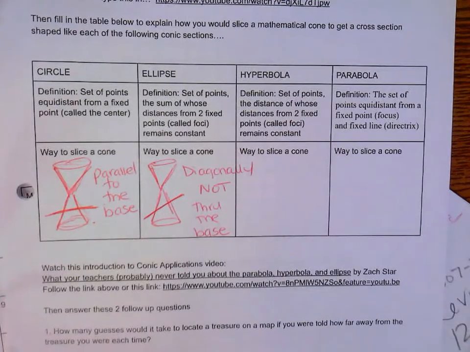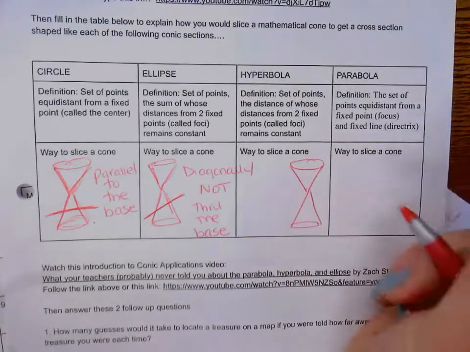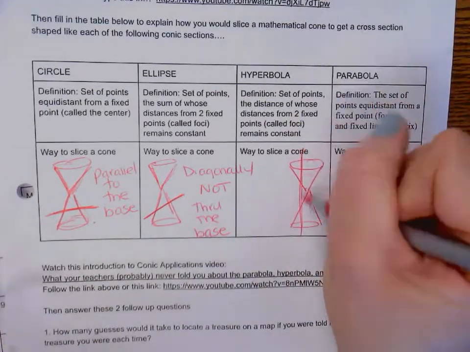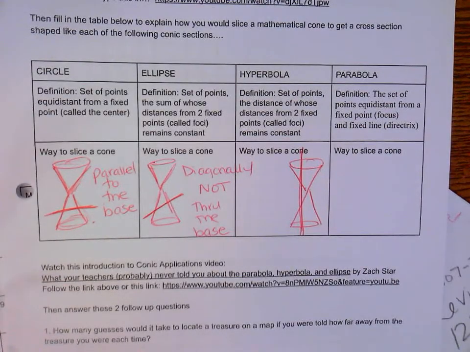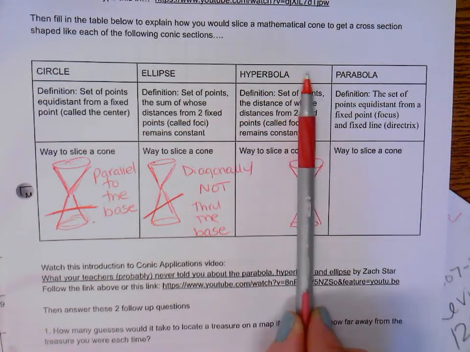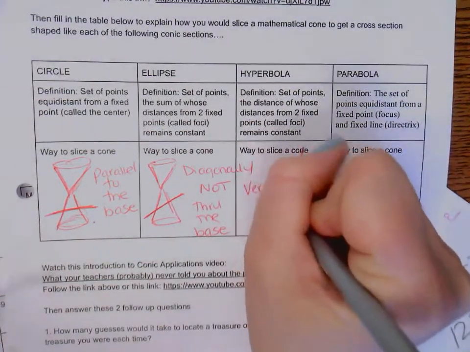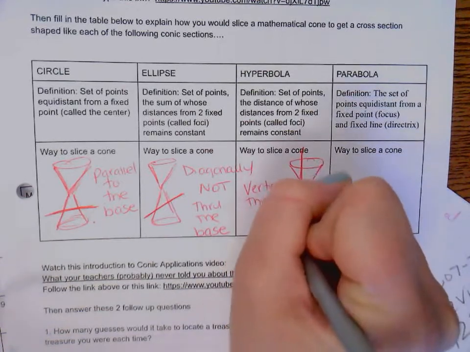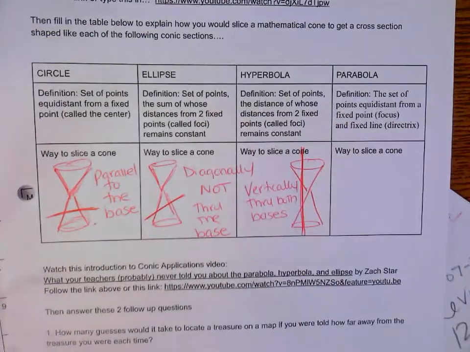All right, so the hyperbola, this one, what word did you use, Kyle? I heard you say it. Yeah, so vertically, because that's how you're going to cut the top and the bottom part of the cone. So could you also say that it's perpendicular maybe? Does it have to be completely perpendicular though? It doesn't, does it? Because if I go a little bit this way, I'll still hit both of them, won't I? So we'll just say vertically, and we'll say through both of the bases, right? I think of it as vertically though.